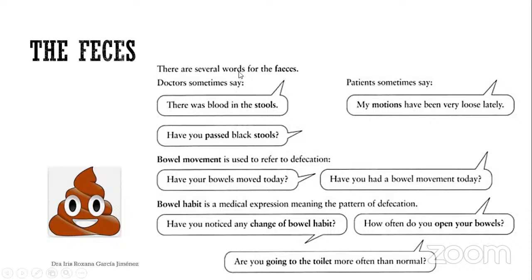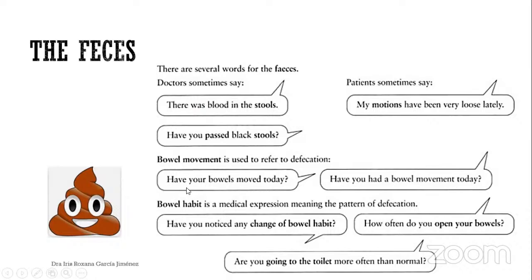Doctors sometimes may say, there was blood in stools. Or the way we were talking, have you passed black stools? Okay, pass stools is to go to the bathroom, right? And patients may say, my motions have been very loose lately. We were talking about motions while talking about symptoms, right? Motions is the bowel movement and how this product, the feces, is passed away. Bowel movement is also referred to as defecation, as we were talking about.